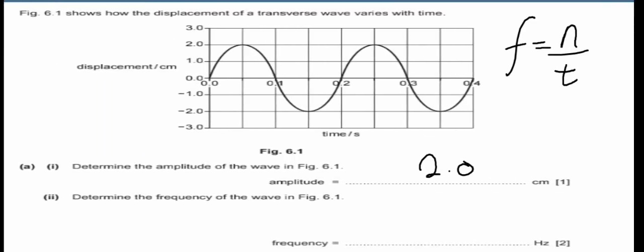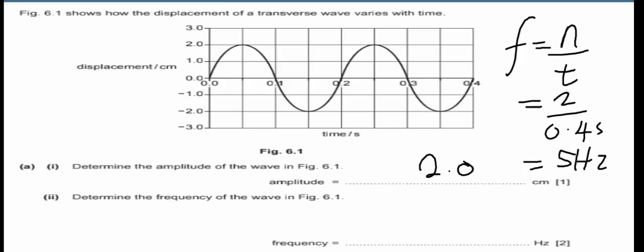So we can say the number of successive waves that we have here are just going to be 2, divided by the time taken for these successive waves to be produced. The time that we have here is just 0.4 seconds. Then when I divide, I'm going to get the answer, which is 5 Hz. Usually, the frequency is measured in Hz. So we are going to say 5 Hz. As for the Hz, they have included it for us here.